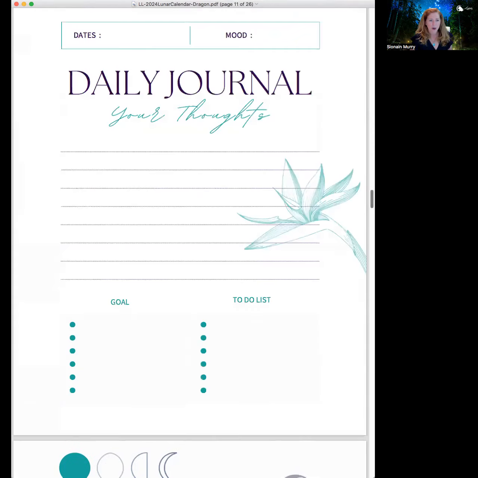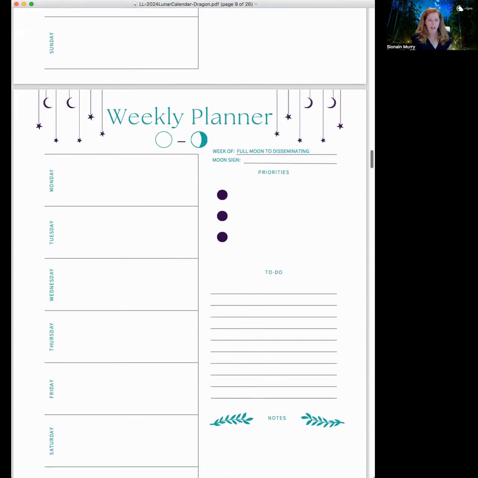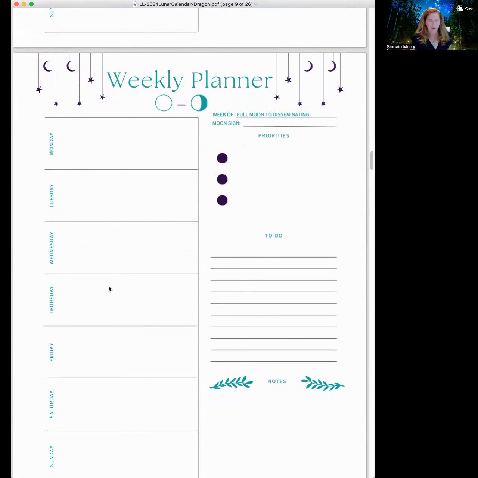Okay, let's go ahead and get to our weekly planner. Full moon to disseminating, Monday through Sunday. What are you gonna do? First of all, you're gonna find the moon signs of the full moon and the disseminating moon, because you're gonna find that in your own natal chart and look at that house in your chart. That's gonna be an area of your life that you would create these 3 priorities.